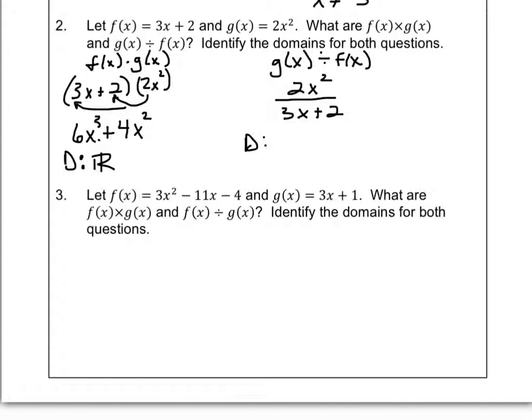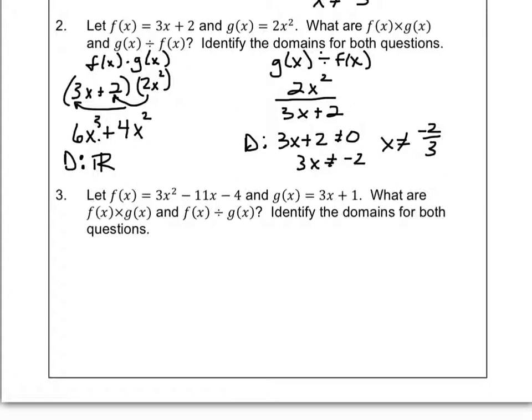Again, we have a fraction, so I have to set the bottom of the fraction not equal to 0. If I subtract 2 and I divide by 3, in this case, x cannot be negative 2/3. Negative 2/3 will make the denominator 0. Okay, so there's going to be some problems where you have division where you have to simplify, and some where you don't have to simplify.